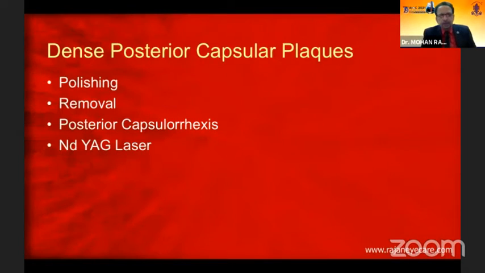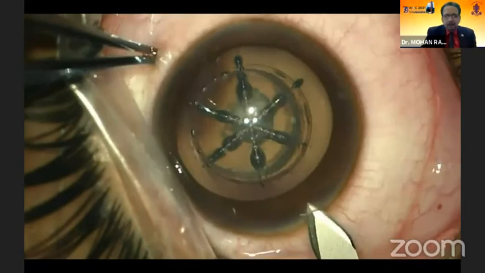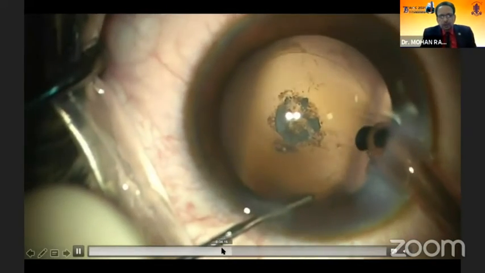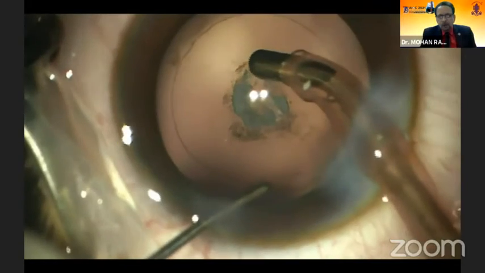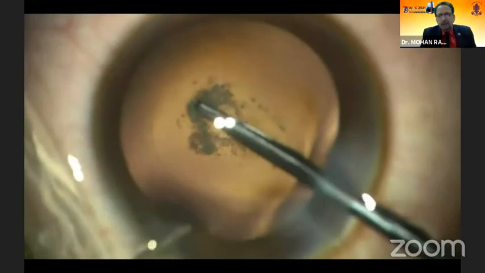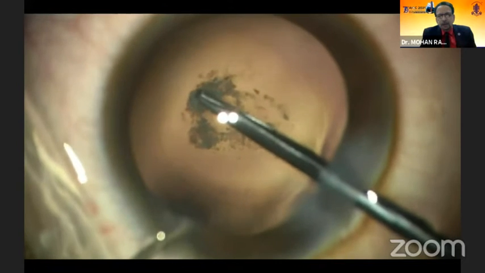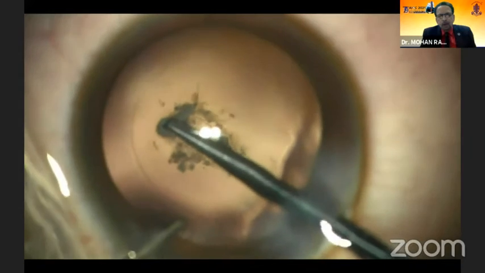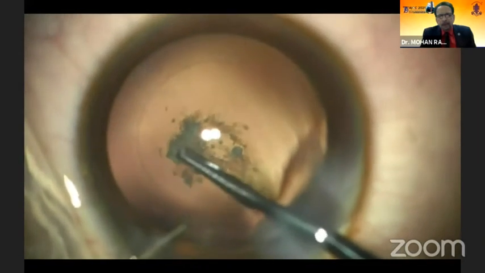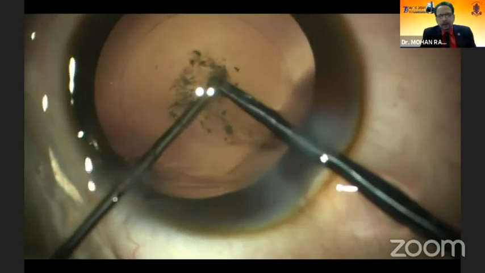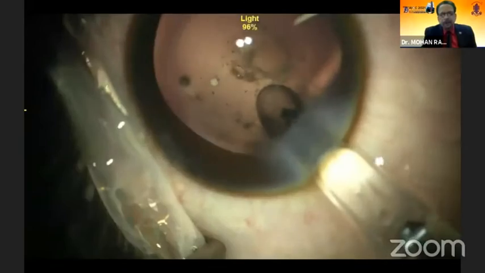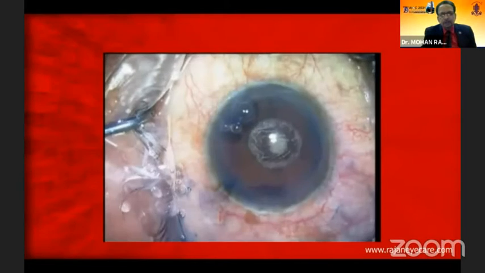Dense posterior capsular plaques: polishing the posterior capsule, removal, posterior capsular rhexis, Nd:YAG laser. Just to show you this one, this is a dense posterior polar plaque. I do what is called a plaquectomy. This is very difficult to YAG. This is a young patient who had a fairly dense posterior plaque after vitrectomy. You can see here how I'm trying to remove the plaque. Sometimes I use a bimanual technique. This is called the plaquectomy. You can just remove that and go ahead and implant a lens in this patient as well.